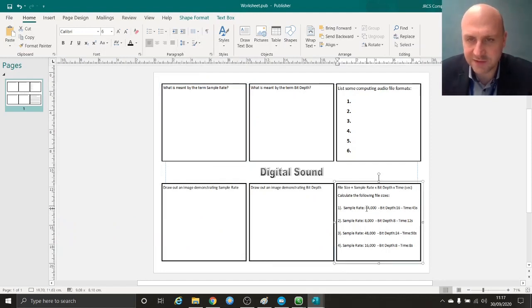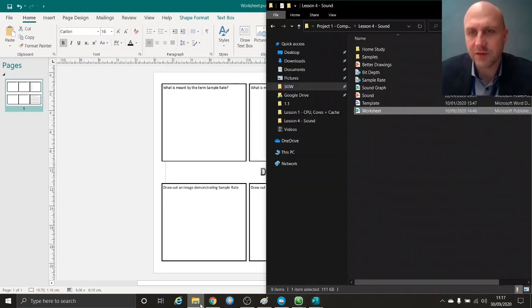The math is quite easy. You multiply the sample rate by the bit depth by the number of seconds. So it's just times, times, times. And that will tell you a rough idea of the file size. It's not always exactly accurate, but it's close enough. And then I want you to find some audio formats online. It's quite an easy piece of work for you to complete.